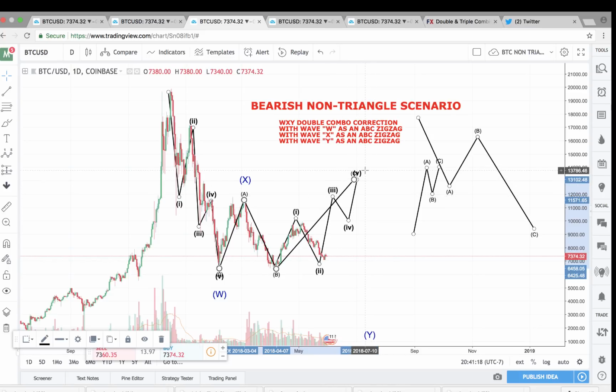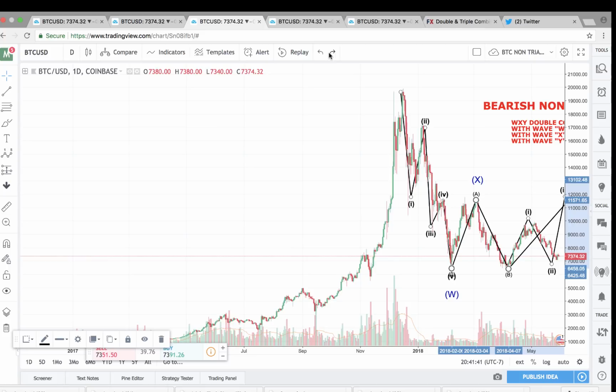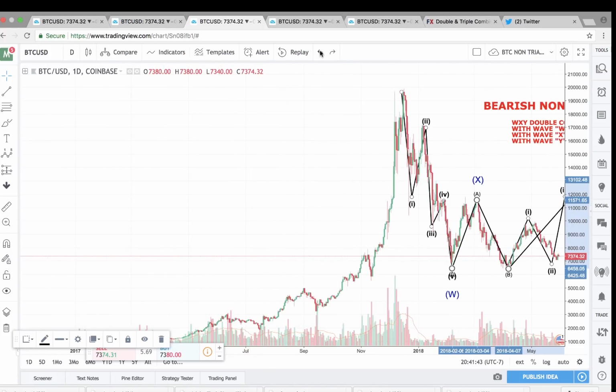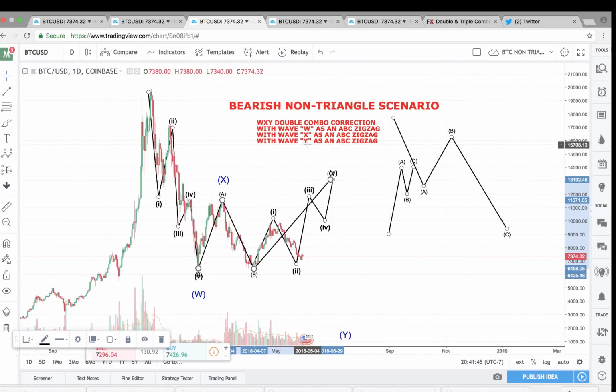Now, this whole scenario right here, I don't find very likely. I don't think that this is still a flat, C wave of a flat. I don't like how it's taking so long to make these waves here, so I'm not too confident in this. So if we do cross 10K, I'll be a lot more bullish than I will be bearish, but I'll officially be 100% bullish if we cross that 15K level because it eliminates this last possible scenario as a possibility. So that's the bearish non-triangle scenario right there.